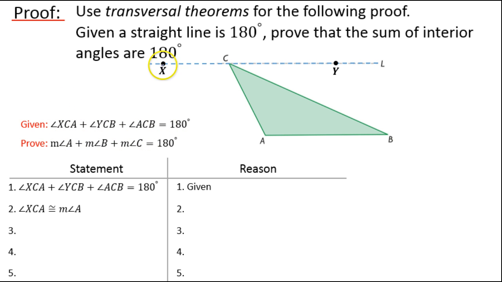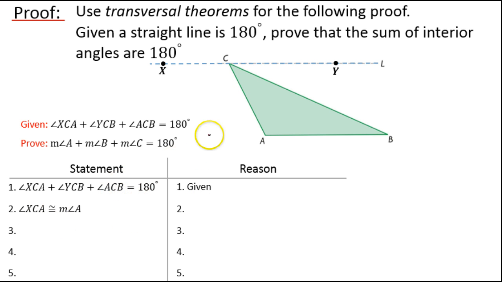Given that angle XCA, this angle here, plus YCB, this angle out here, and plus ACB, this angle right here. If I add all three of those angles, I should get 180 degrees because it is a straight line. Or a better representation of the given information is I just want to add up this entire angle. That's what we care about. So let's start with the given information. We know that that's going to add up to 180.